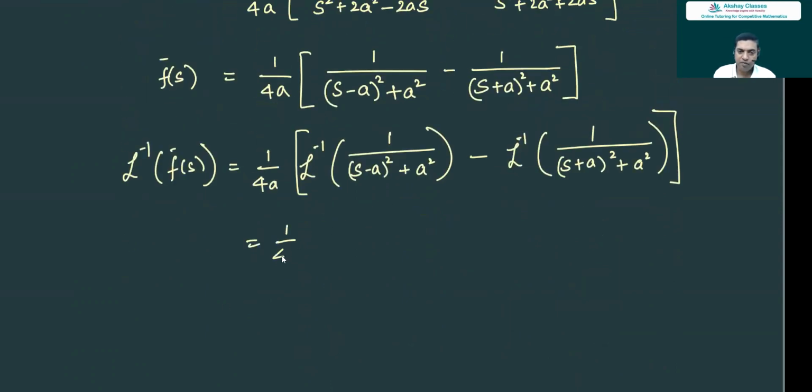Now this is 1 by 4a into. Now I get this as 1 by a e power at sine at minus, what do I get here? Instead of s minus a, I have s plus a, which is s minus of minus a. So s minus of minus a. So I get 1 by a, this factor here, and e power minus at sine at.